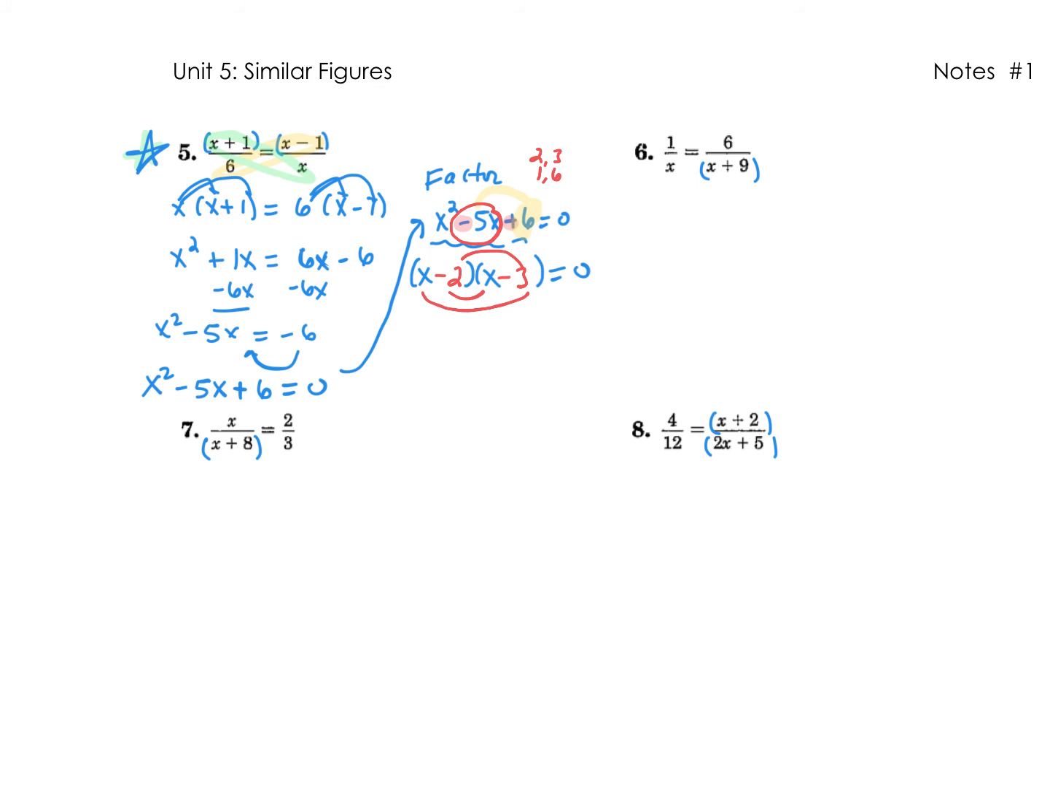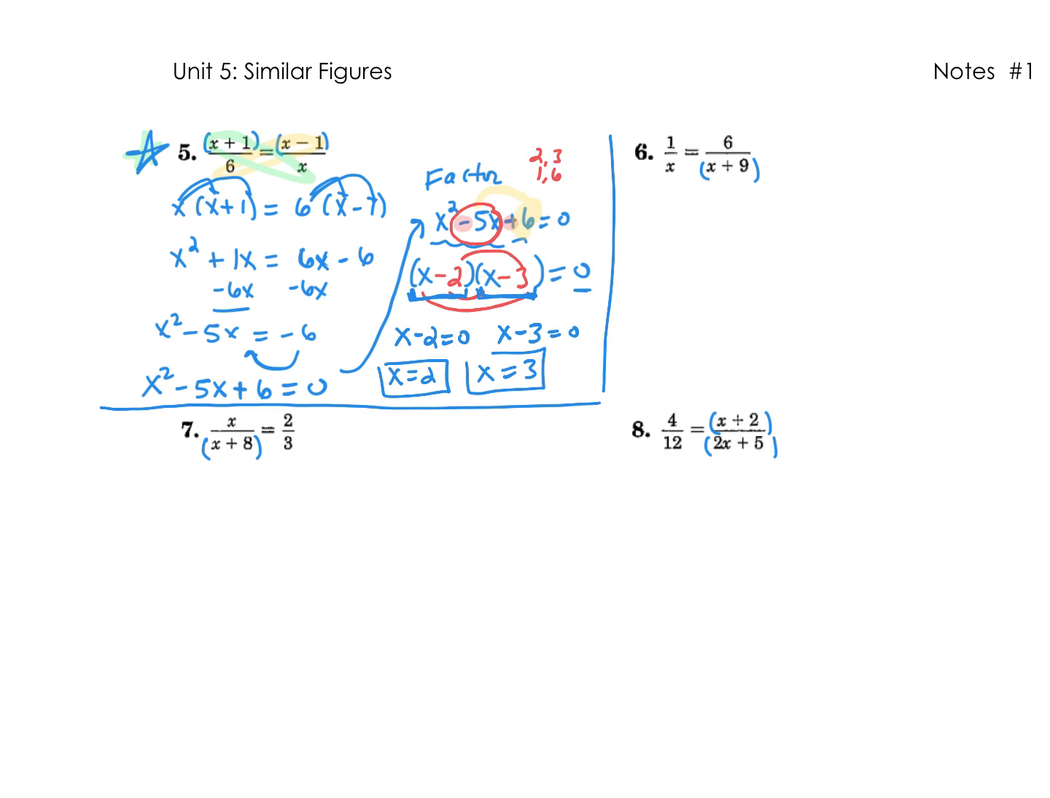All right, next, because the product of this x minus 2 and this x minus 3 is equal to 0, either x minus 2 has to equal 0 or x minus 3 has to equal 0. So we end up with x equals 2 once I add 2 to both sides, and x equals 3. So as I mentioned, this is a special problem. That's why I put a star next to it, because there are actually two solutions.